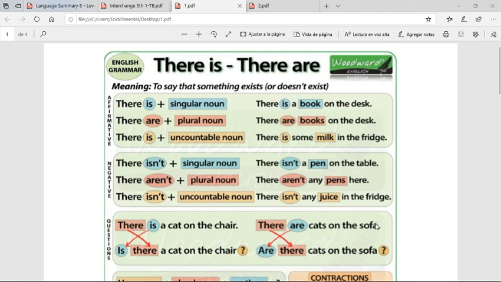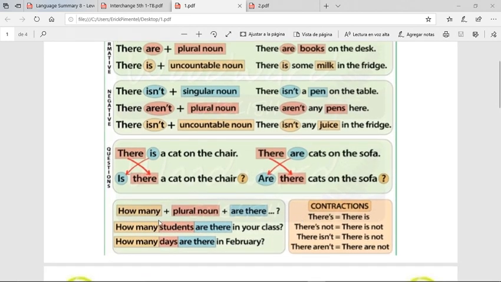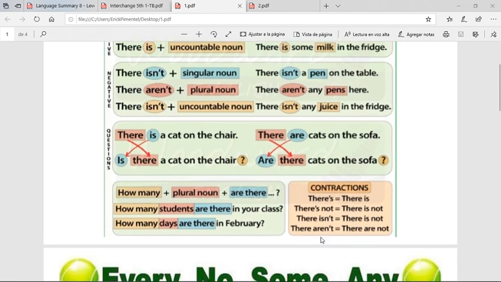There are cats on the sofa. Are there cats on the sofa? Okay. And we have how many plus plural noun plus are there. But I'm not going to stop too much here because tomorrow's class is going to be about specifically that, okay? And we have the contractions. There's is the same as there is. There's not is the same as there is not. There isn't is the same as there is not as well. There aren't is the same as there are not.